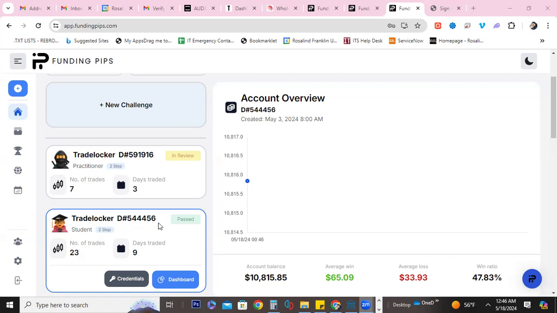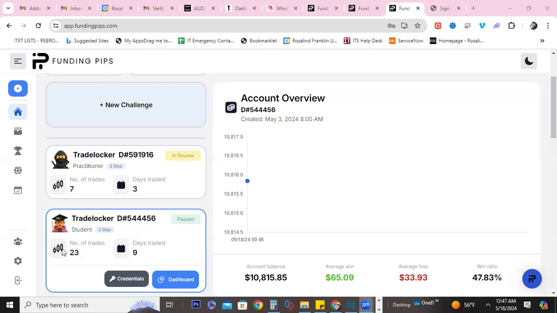You can tell here, this was the first phase of the challenge. It says pass, and then this one's in review. So you know this is live. This is real data. This can't be faked. It took 9 days to pass this. This first level of the trading account is a student level.